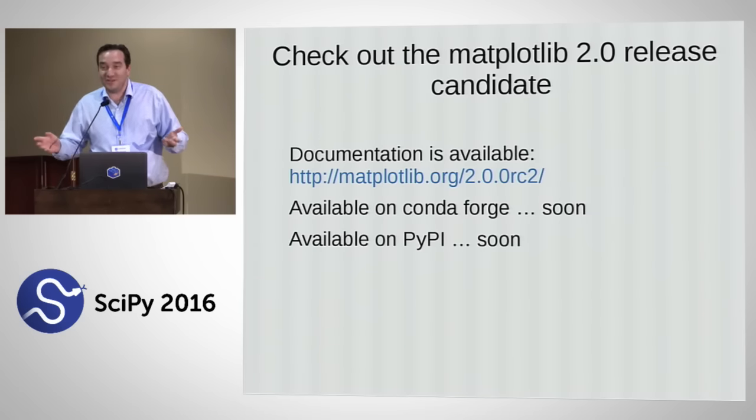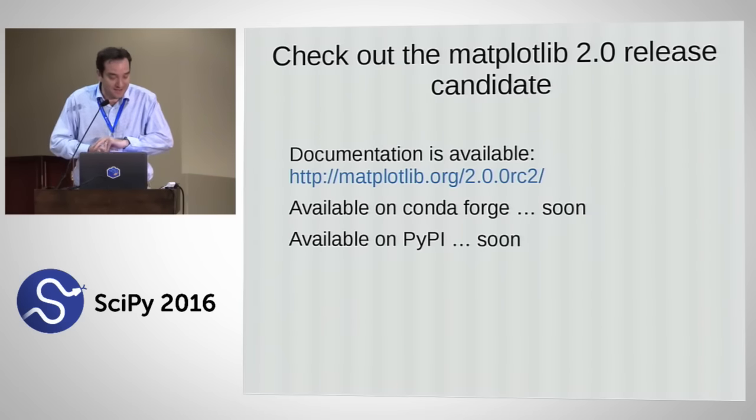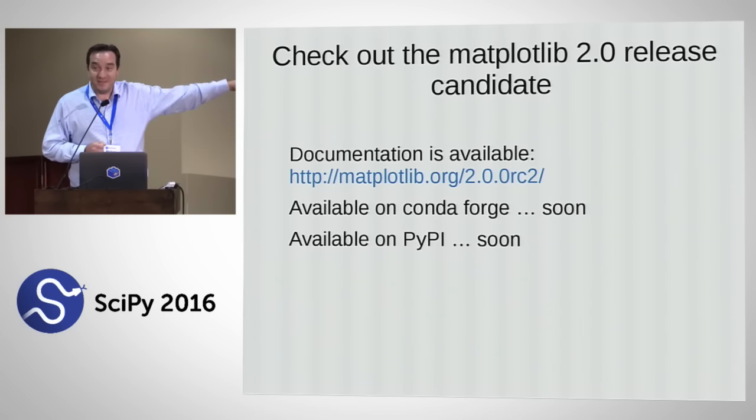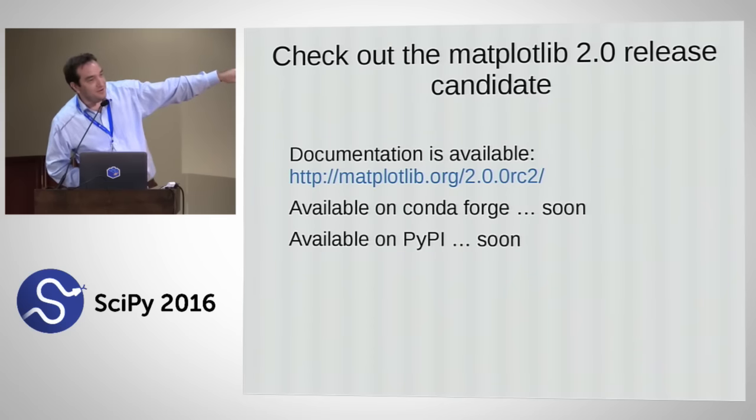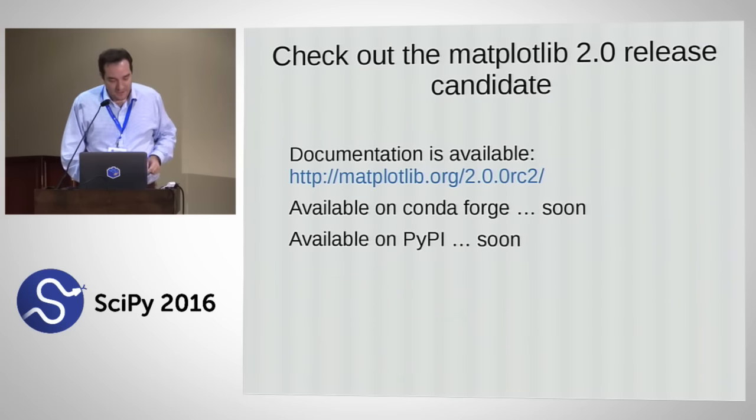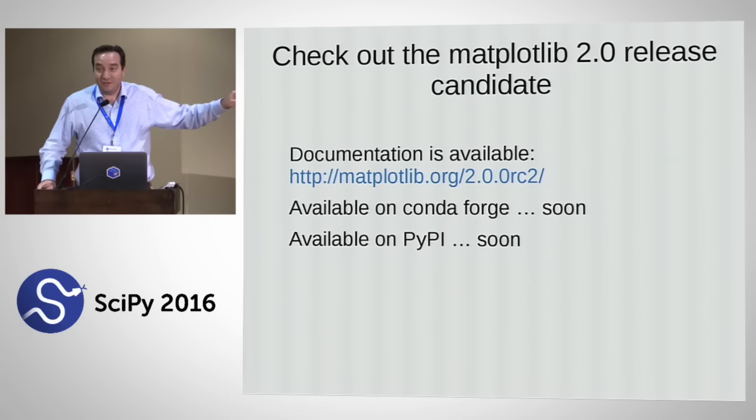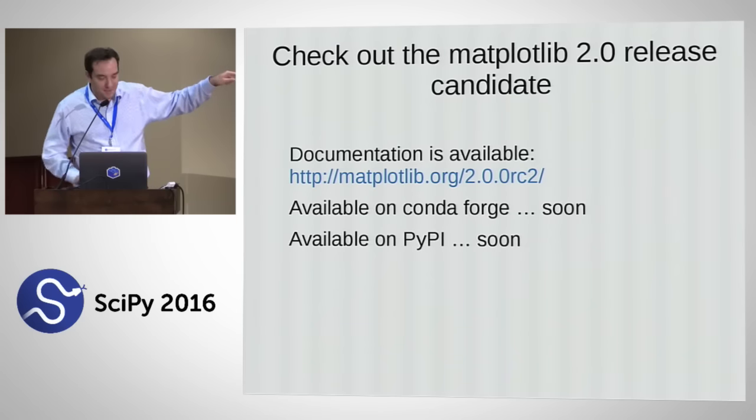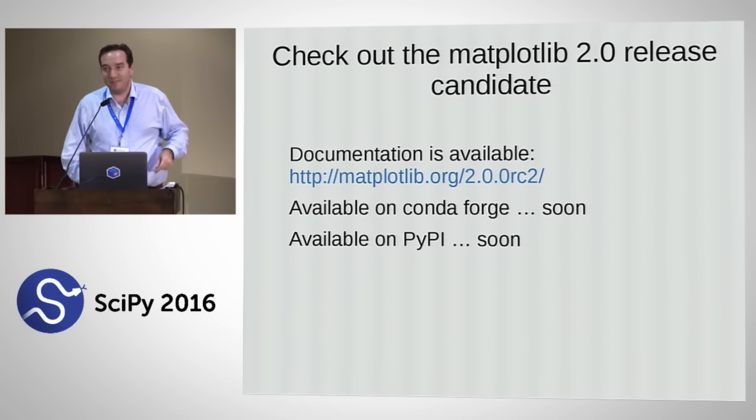So anyway, go check out the Matplotlib 2 release candidate. The documentation is already available so you can see what things look like now. It's B2, sorry, not RC2, it's B2. It will be available on CondaForge because it is building right now, and it's already on PyPI. It says soon, but it's already up on PyPI. So go download it, check it out.